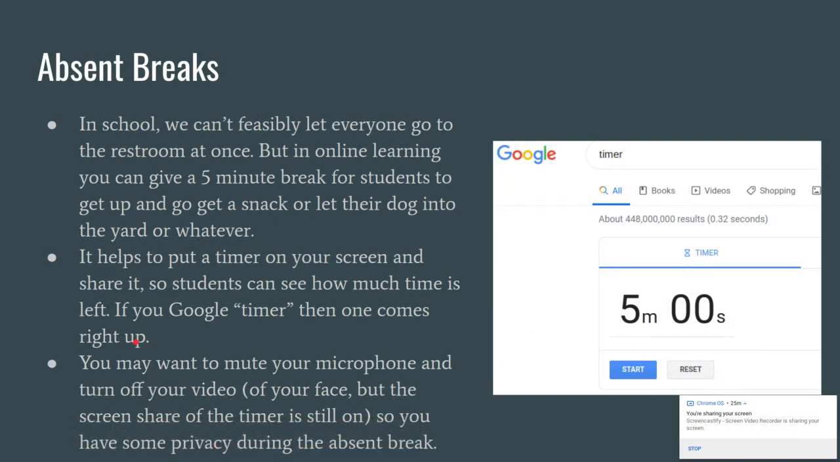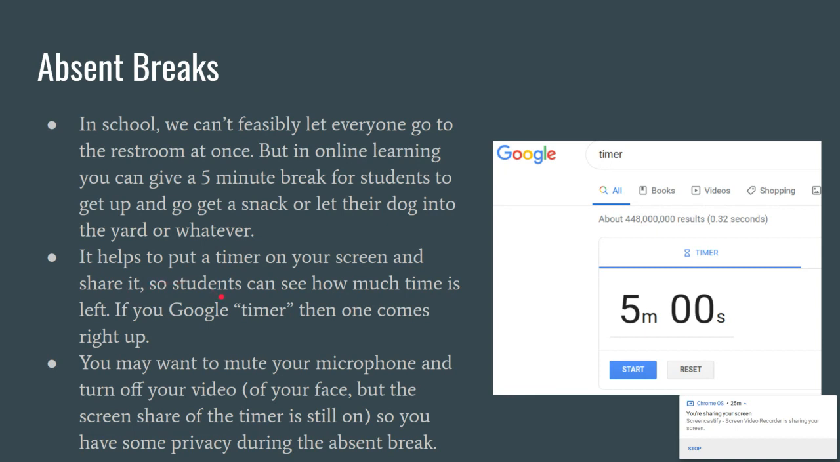And that might be, hey, we're going to take 5 minutes to go do this. Or you could even say, we just talked about positive and negative space in photography. We're going to have an absent break for 5 minutes, and I want everybody to go and take some pictures around their house or in their yard and come back and have them showing positive and negative space.